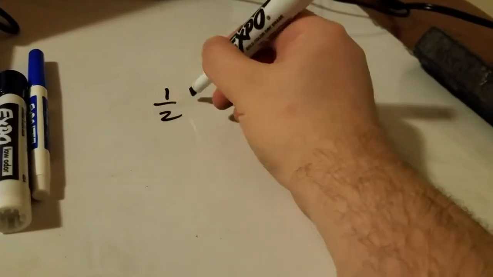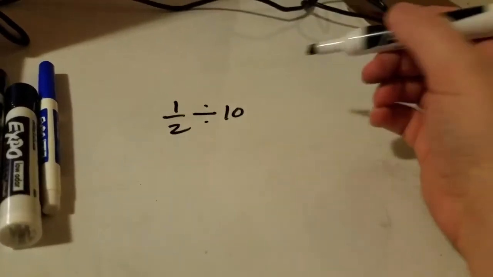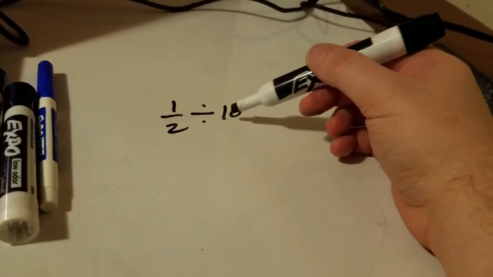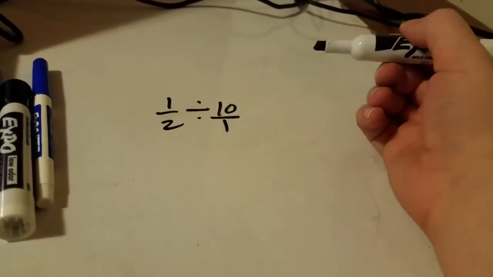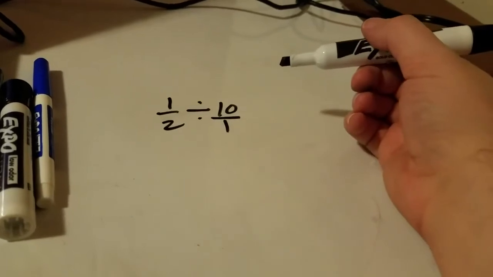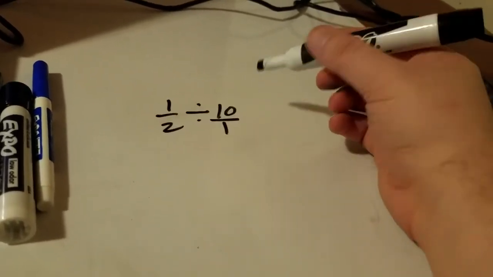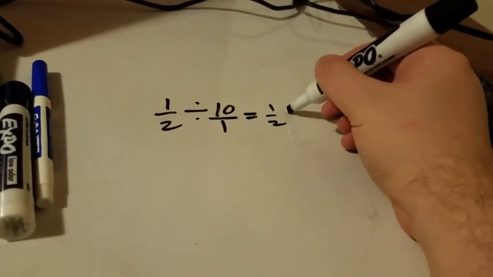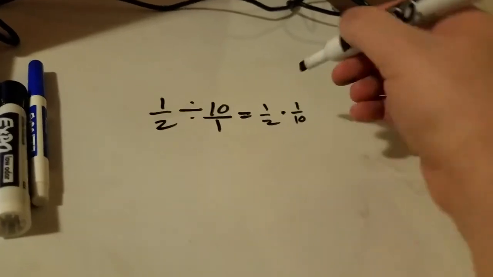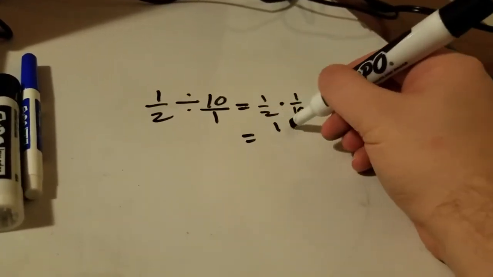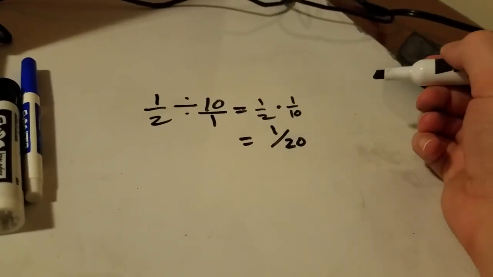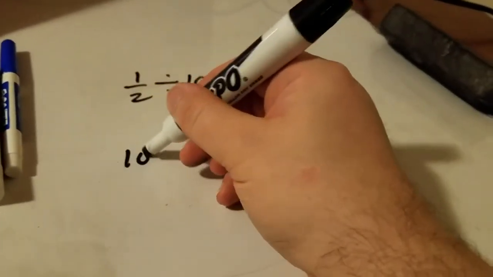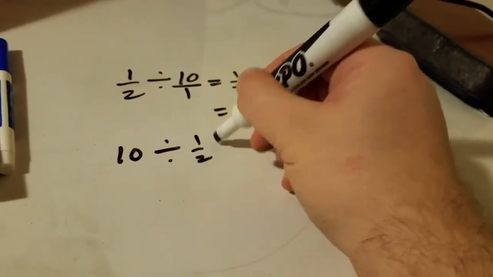Well, how about 1/2 divided by 10? Because this doesn't appear to be a fraction, but every natural number can be written, remember, as over 1, so now I've turned it into a fraction. So I can go 1/2 times 1/10, and then 1 times 1 is 1, 2 times 10 is 20. So this is 1/20. What about 10 divided by 1/2?